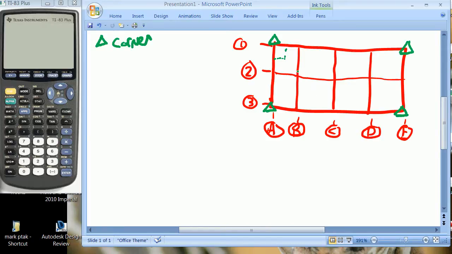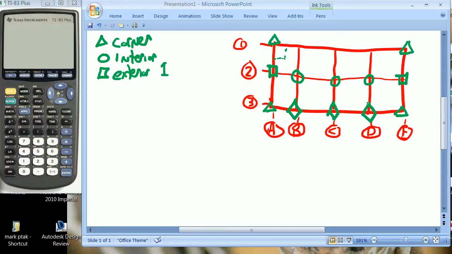If these ones here, I'm going to go with a circle, 1, 2, 3, these are interior, right? These ones here, I'll do with a square, are actually one form of exterior, and they might be different than the other. And these ones here are a diamond, 1, 2, 3, 4, 5, 6, and these are exterior 2.